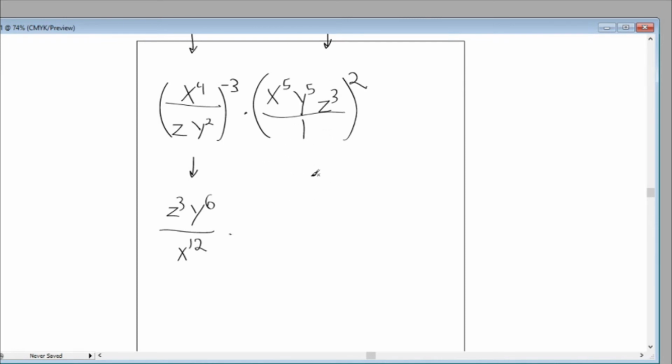And then over here, we are just going to need to raise things to the 2nd power. So X to the 5th raised to the 2nd is X to the 10th. Y to the 5th raised to the 2nd is going to also be, I'm sorry, Y to the 10th. Z to the 3rd raised to the 2nd is Z to the 6th. And then 1 raised to the 2nd is still 1.